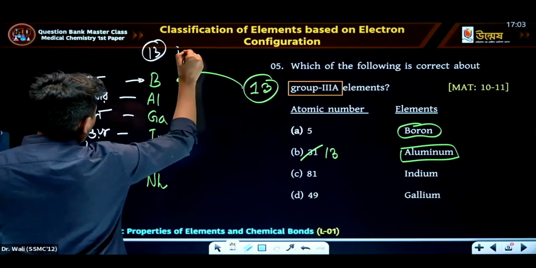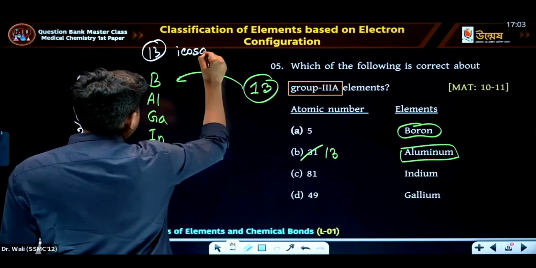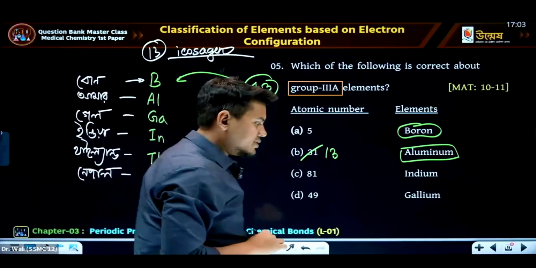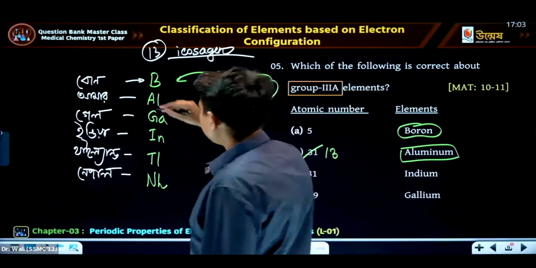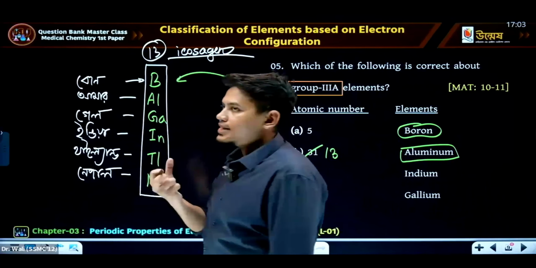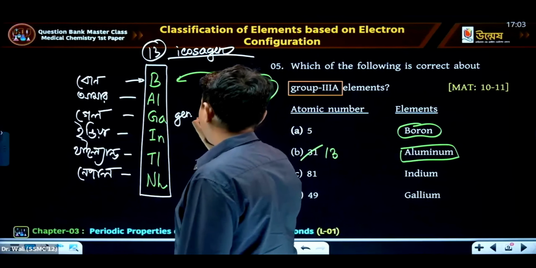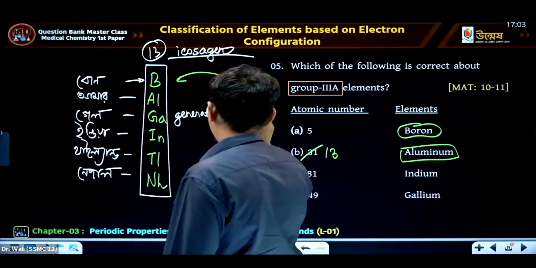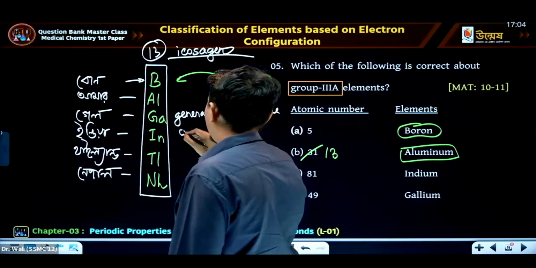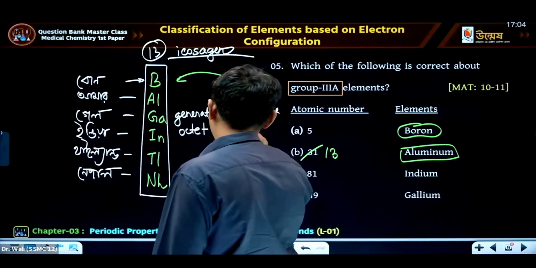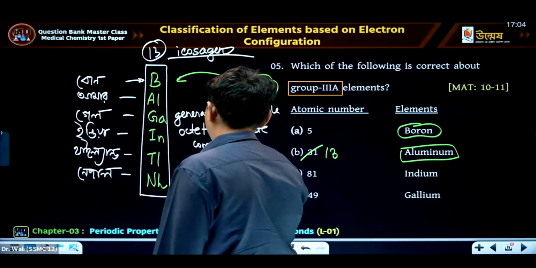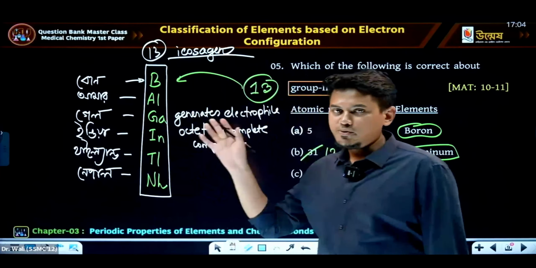This is group 13, which are also known as icosagens. There are some specialties of this group 13 element. They usually form compounds which lack electrons, so usually they generate electrophiles. In their compounds, the octet usually stays incomplete. These are some key facts that you should recall regarding group 13.